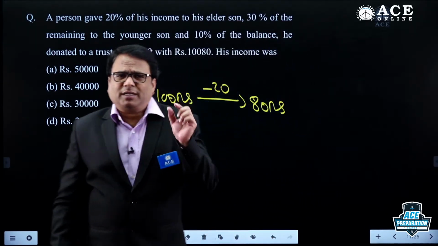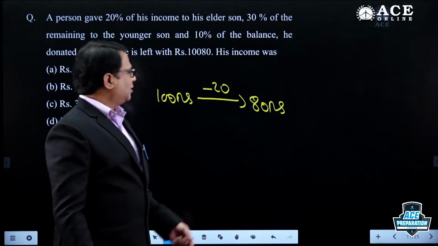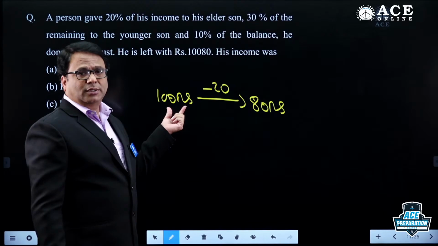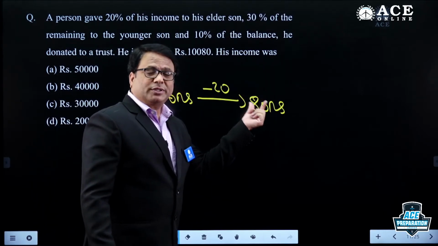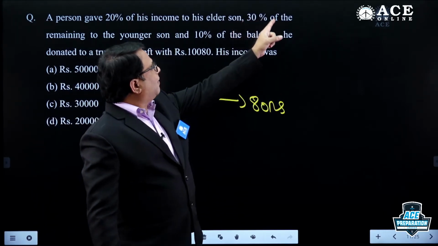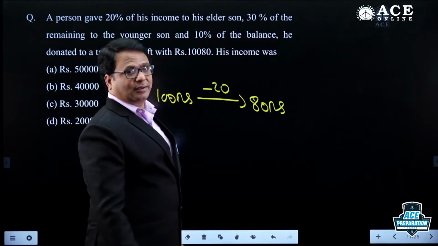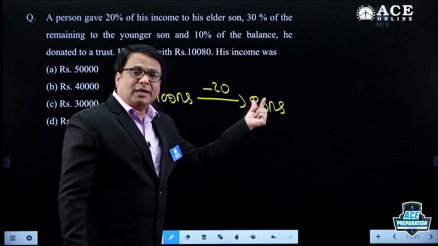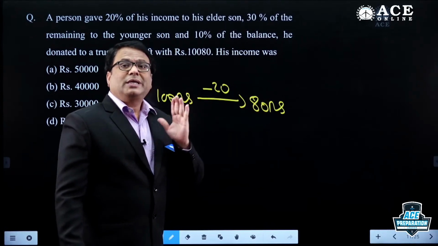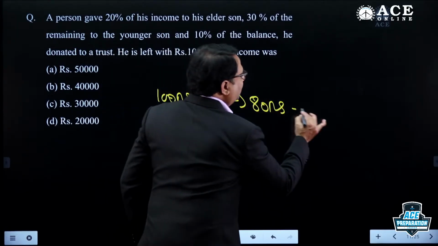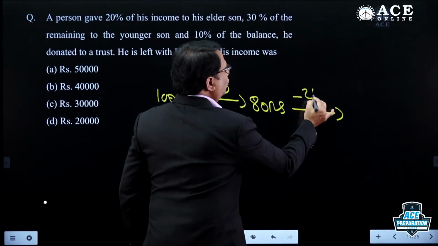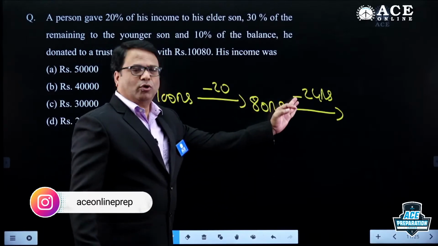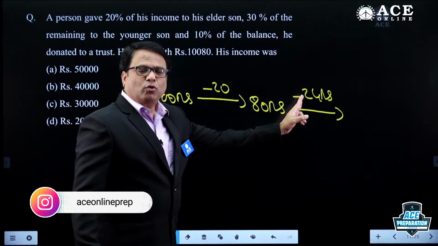So he gives 30% of the remaining to the younger son. That 30% is not calculated on 100. It is calculated on 80 because it is clearly specified 30% of the remaining. And 80 is remaining, and out of this 30% is given to the younger son. So 30% of 80 is 24 rupees. So he gives 24 rupees to the younger son.